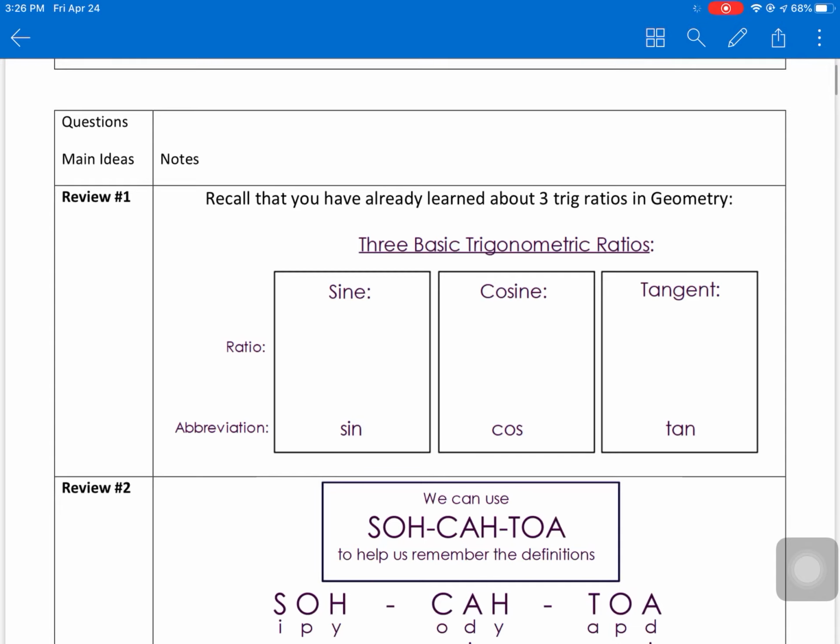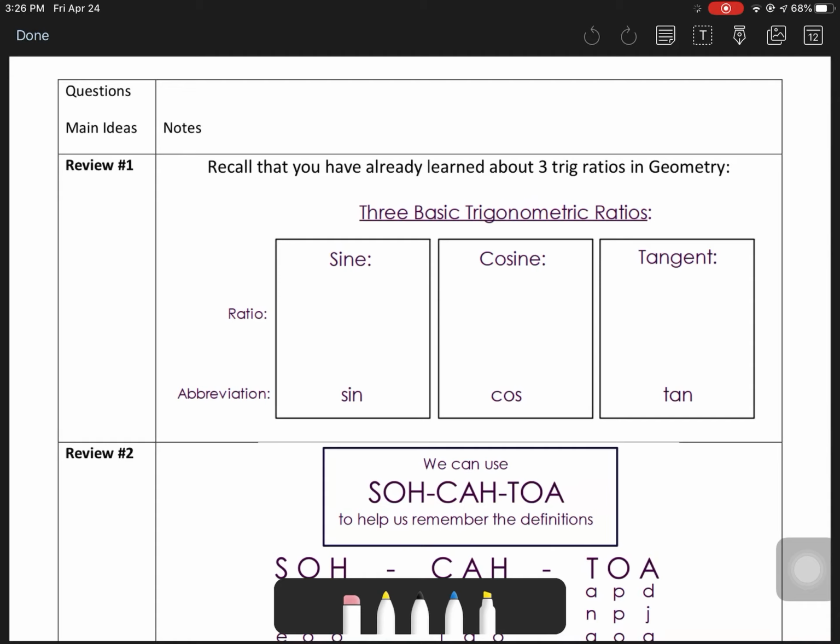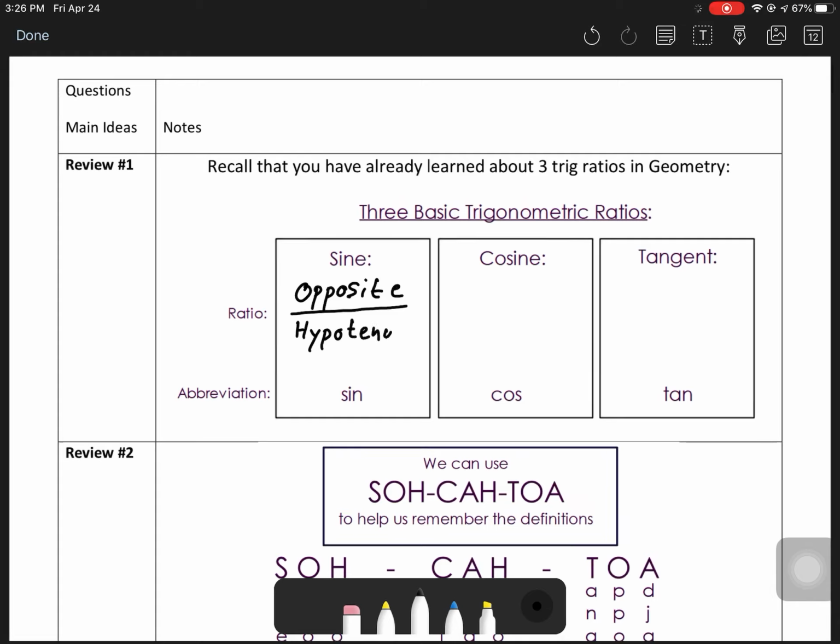The first review idea is recall that you've already learned about three trig ratios in geometry. So in geometry, you had this right triangle unit, and the three ratios that you learned relate specifically to right triangles and their sides. So the first one is sine. Sine is opposite over hypotenuse. And on your calculator, you can find sine. It looks like sin. It's abbreviated down below here, but it's pronounced sine.